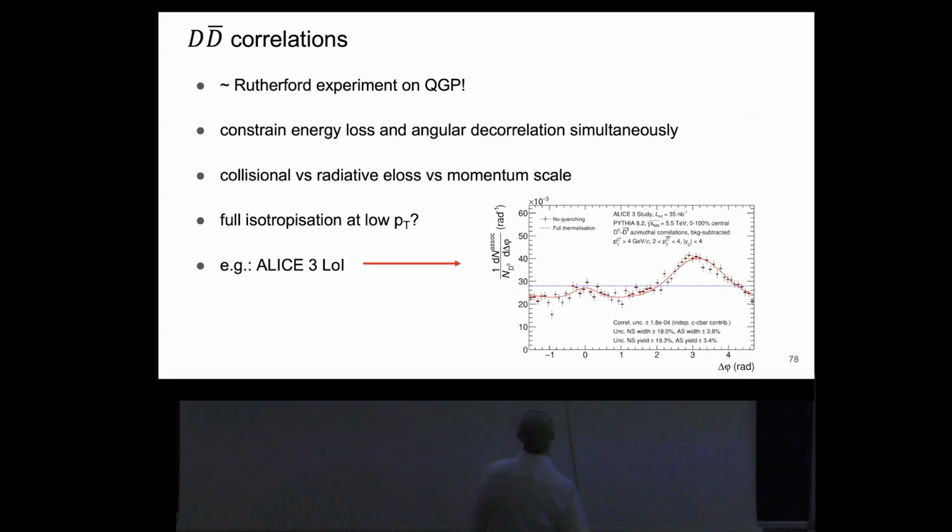So you would expect, this is what you expect if there is no effect. This is what you expect theoretically with no quenching. And the points are the simulation of what you will measure in ALICE 3. Now, this could go completely flat. It's nothing to do with the V2, because you correlate the D with its own D bar.